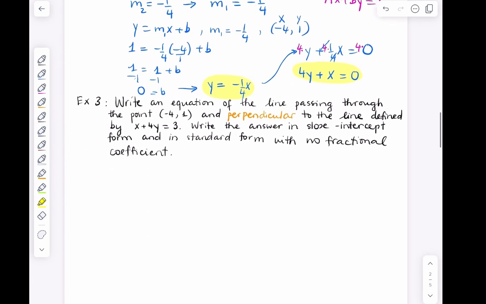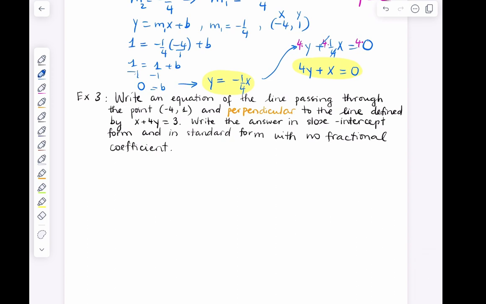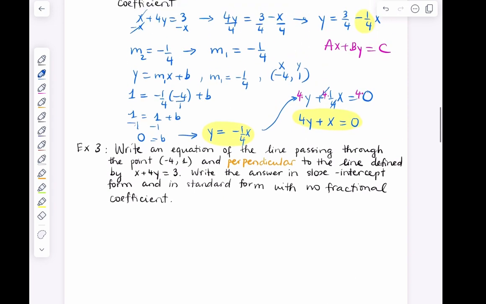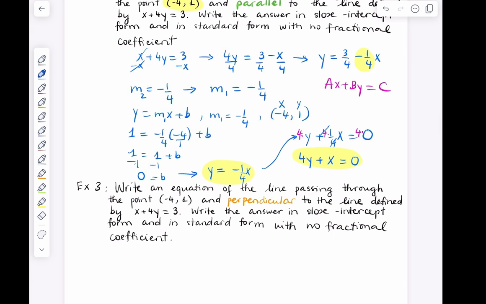Let's look at example 3. Write an equation of the line passing through the point (-4, 1) and perpendicular to the line defined by x plus 4y is equal to 3. As you can see, this problem looks exactly like the example we just did, except instead of the word parallel, we have the word perpendicular. But the good news is we don't have to redo the work for slope-intercept form. Again, we convert this to slope-intercept form, and we got 3/4 minus 1/4 x, just like what we got up here.